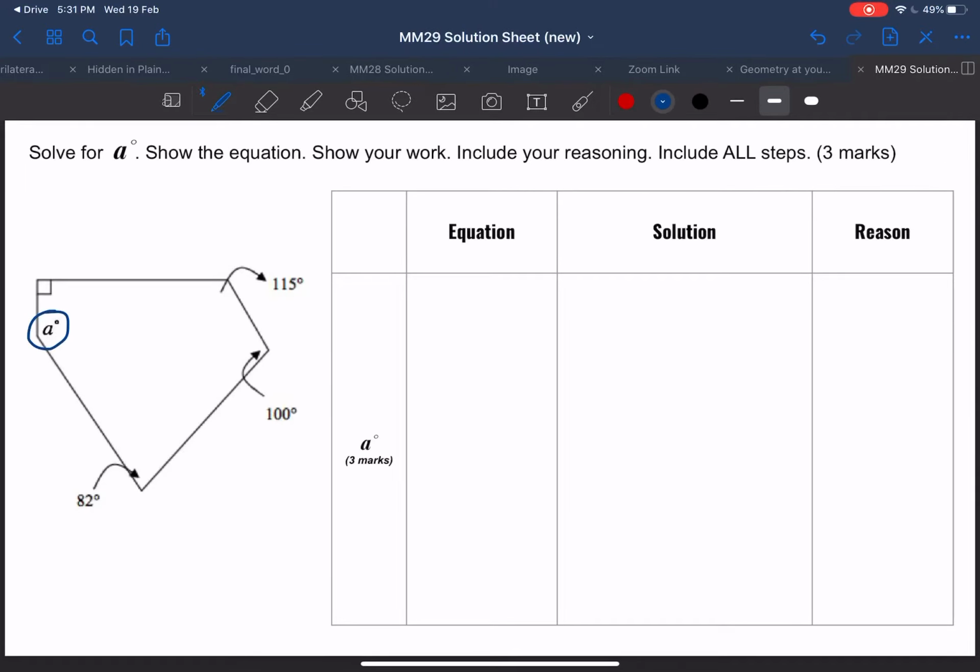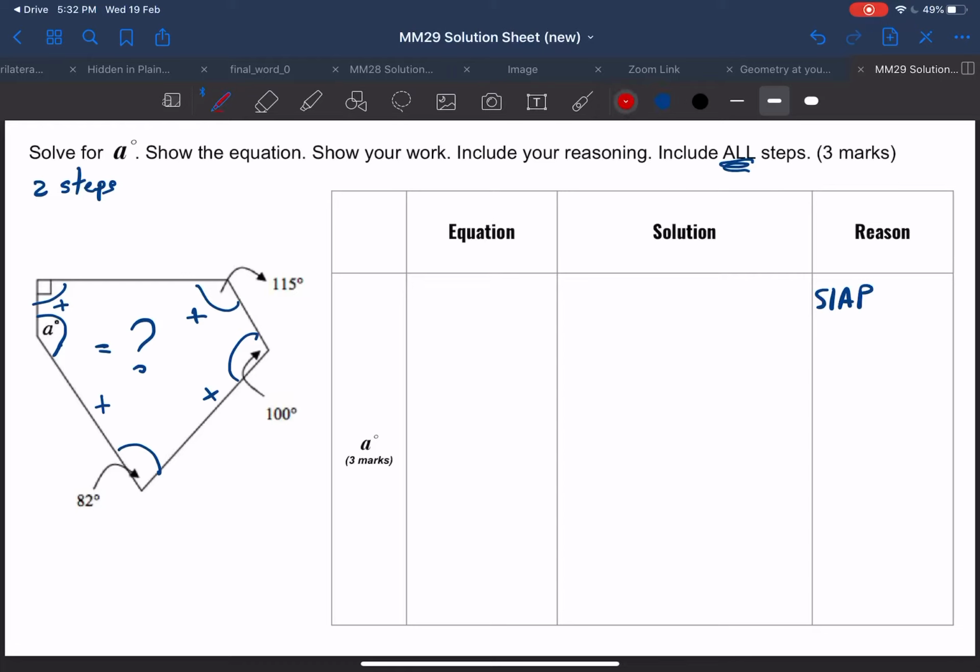Now let's go to the next question. Solve for A. This A is an angle. See, there's an angle over there. Solve for A. Show your work. Include all steps. Now, we did a short revision before this. This type of question is a two-step question. The first step is you need to know the sum of interior angles of the polygon, or else you cannot solve for A, because you do not know what adding this angle plus this angle plus this angle plus this angle plus this angle totals. That's why you need the sum of interior angles of the polygon.